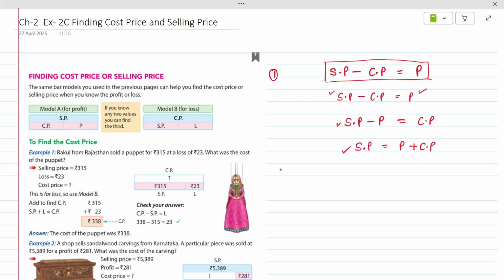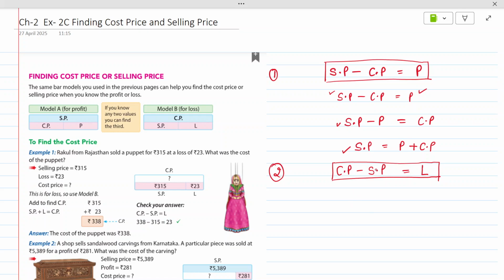Now, in the scenarios where loss is given, how do we find loss? Loss is when the cost price is greater than the selling price. Means we have cost price greater than selling price, so it will be CP minus SP, that is cost price minus selling price. It will give us L, where L is loss. All right. Same thing we have to remember here also.